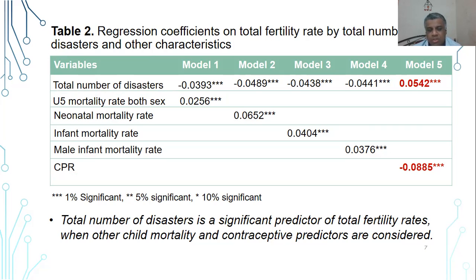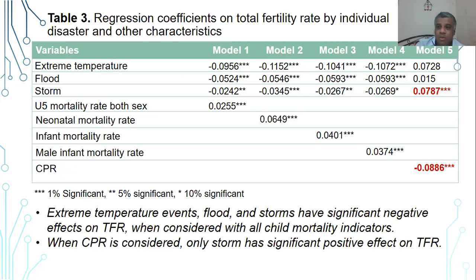But whenever we include the contraceptive prevalence rate, we find an interesting result: the contraceptive prevalence rate is negatively associated with total fertility rate, and this is justified and was found in different studies. But when we use CPR in the model, we find that the total number of disasters has a positive impact on total fertility rate. This is a mechanism that we need to explore more, and it demands further studies on why it's happening.